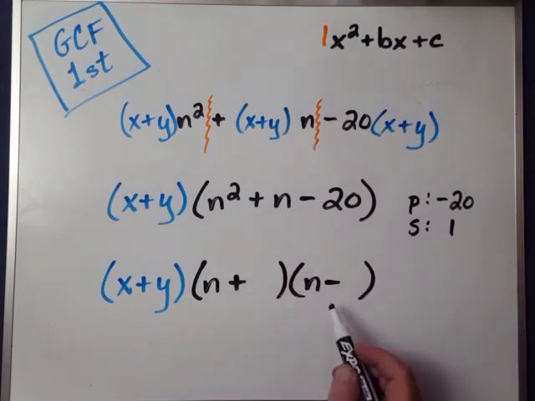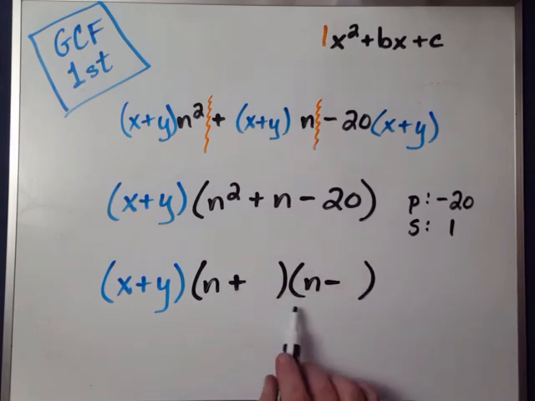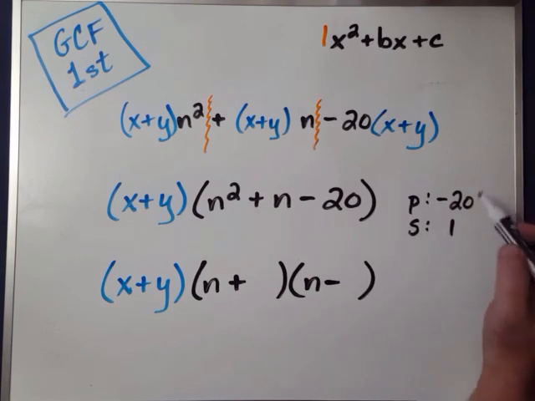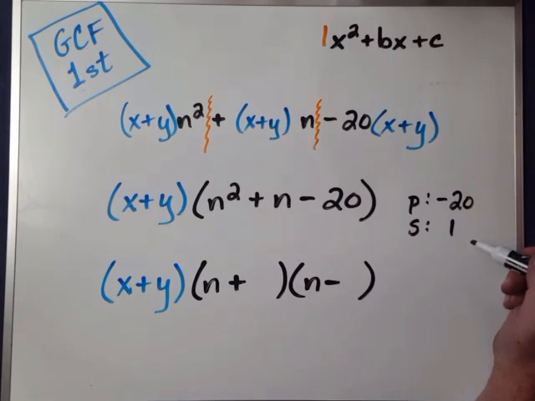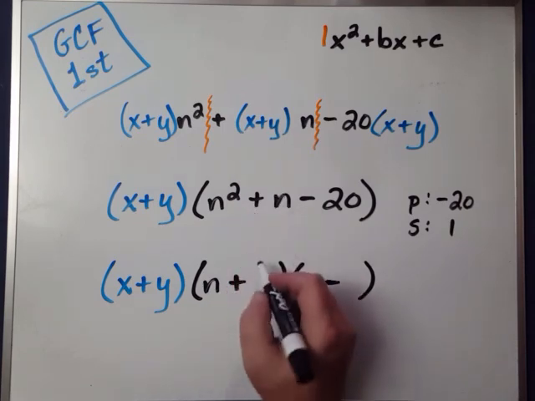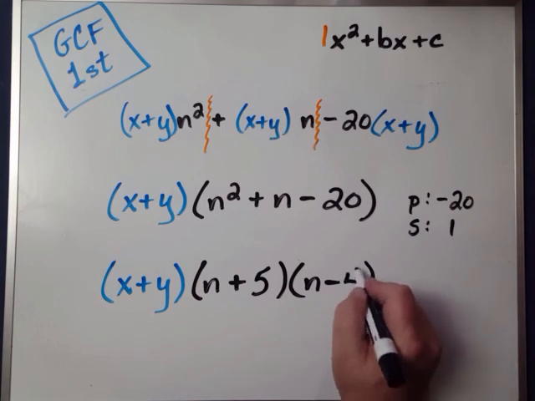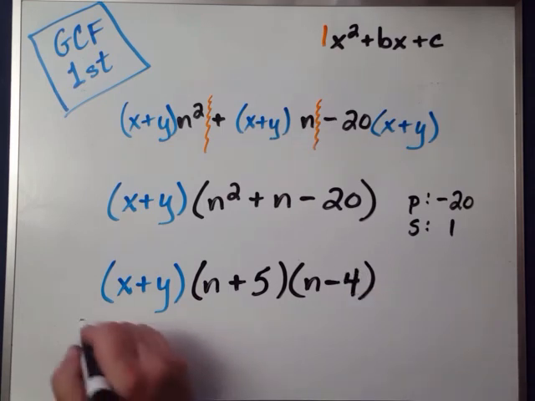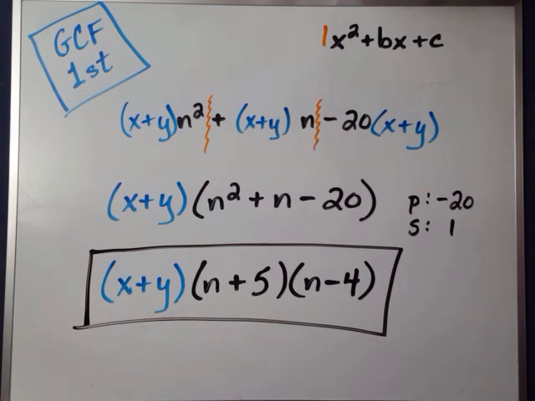So in my mind, I'm thinking subtraction. Opposite in sign, so I'm really subtracting. What multiplies to give me 20 and subtracts to give me 1? How about 4 and 5? The larger of the 2 numbers goes with the plus. N plus 5, n minus 4. And that's factored completely.